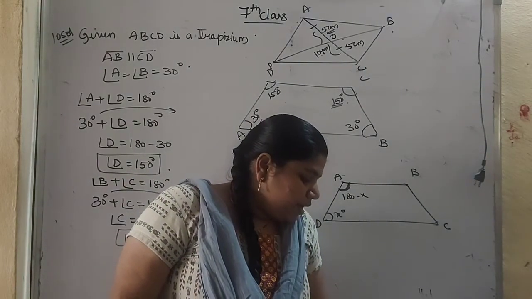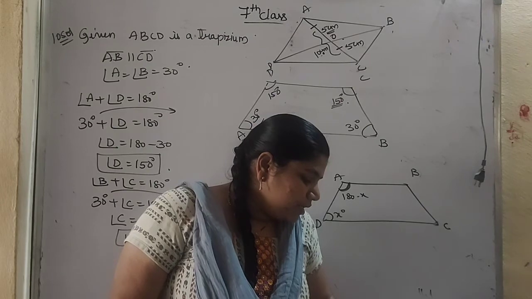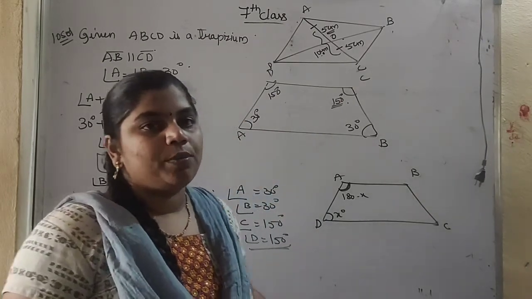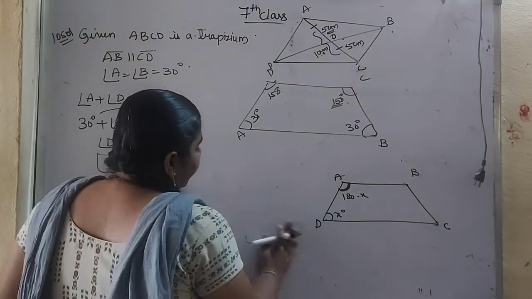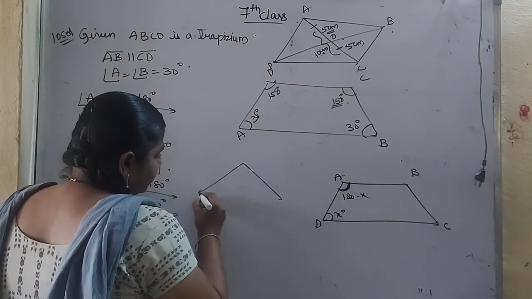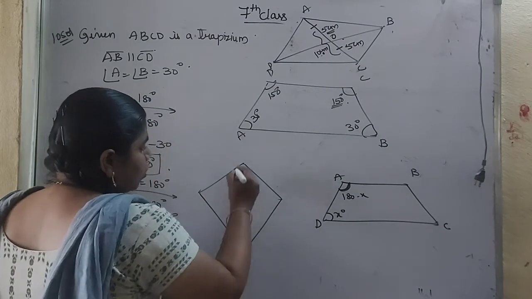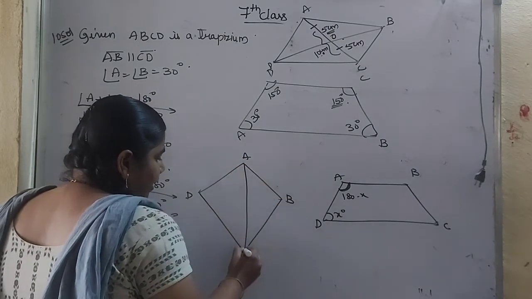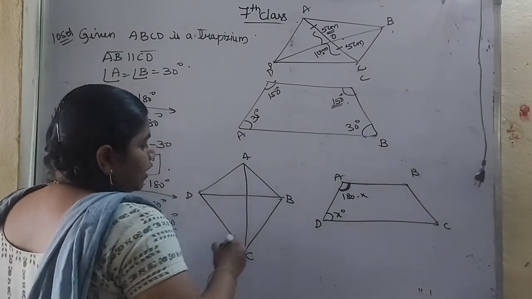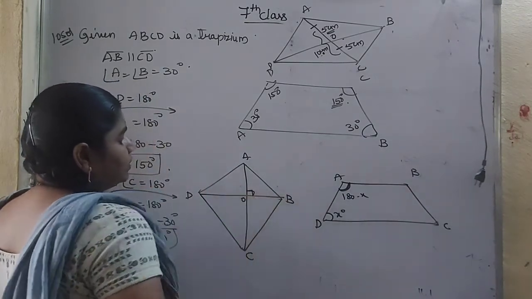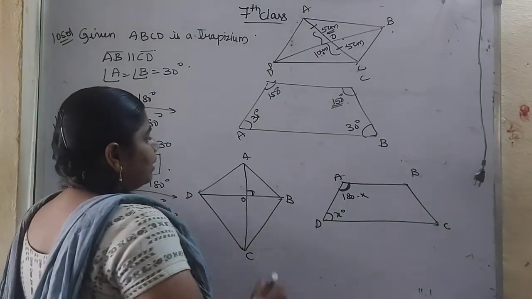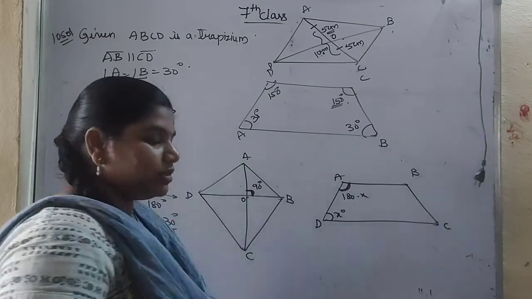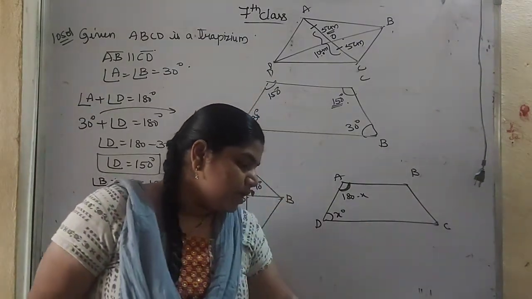Next, sixth one, in rhombus ABCD, its diagonals intersect at O. Then angle AOB is equal to how many degrees, they are asking. So if you take a rhombus A, B, C, D, how many diagonals will be there? Two diagonals. If this is the intersection O, they are asking about AOB. So how much is AOB here? 90 degrees. So here the sixth solution is 90.